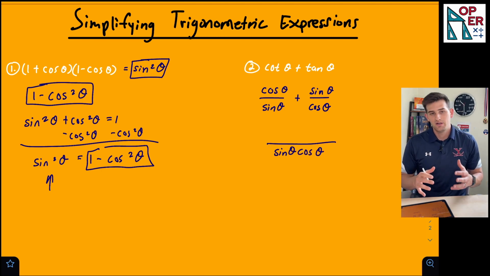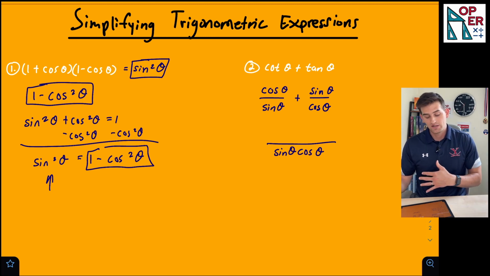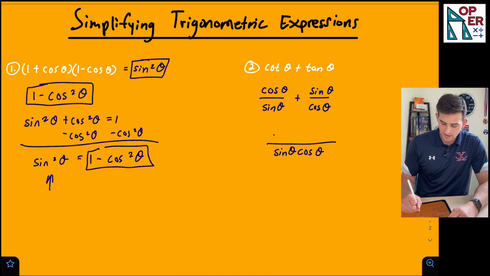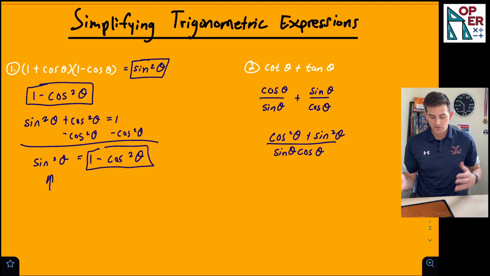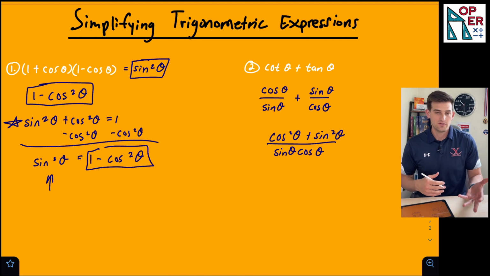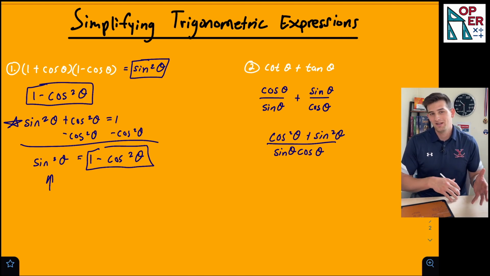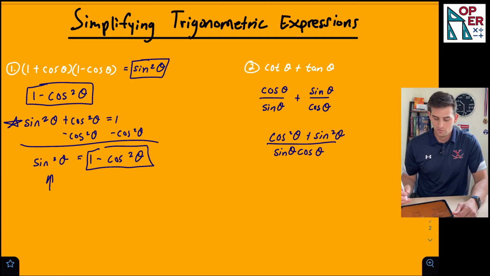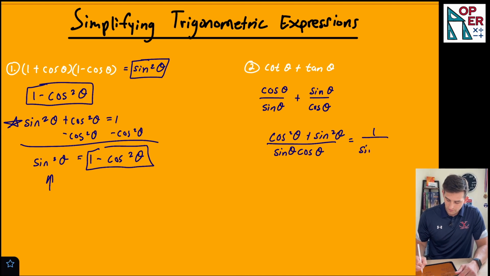To get that denominator, we need to multiply the first fraction by cosine of theta and the second fraction by sine of theta. That's going to give me cosine squared theta plus sine squared theta. Well, we just saw on number one that sine squared theta plus cosine squared theta is equal to 1. That would also mean that cosine squared theta plus sine squared theta is also equal to 1. So this is just equal to 1 over sine theta cosine theta.